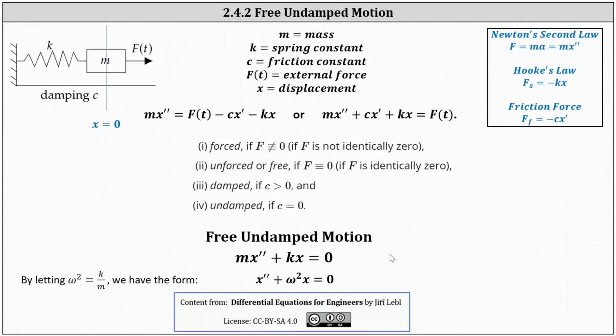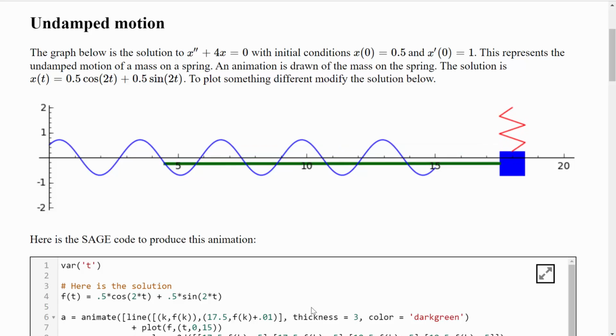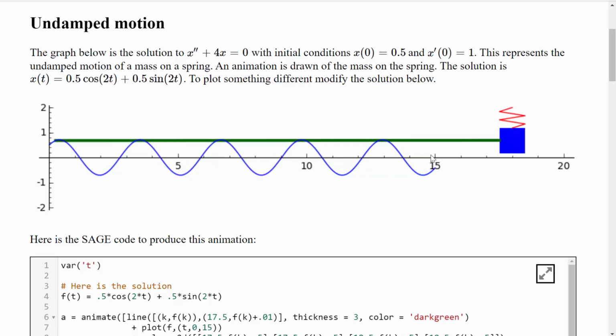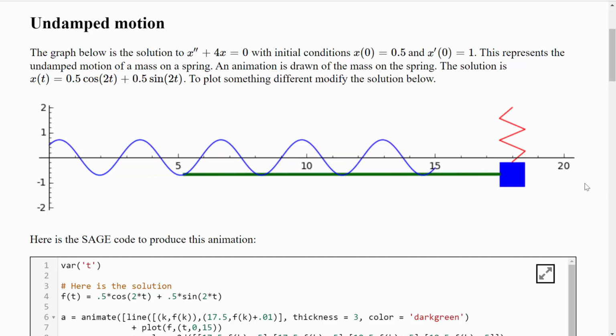Let's take a look at free undamped motion in action. Here's an example of free undamped motion. Because there is no friction force or outside force acting on the mass, notice how the amplitude doesn't change, as well as the period. The displacement above and below the resting position remains the same as time passes. This is free undamped motion.